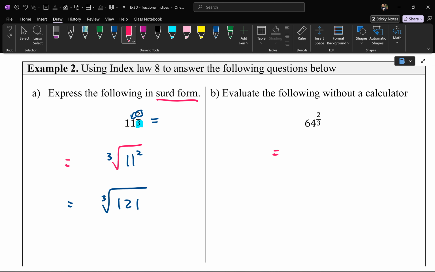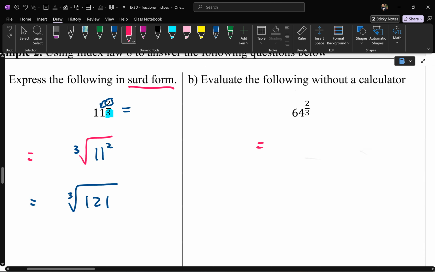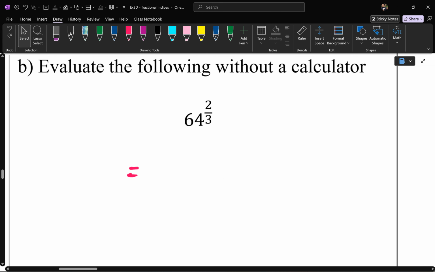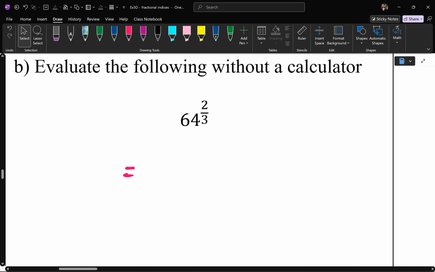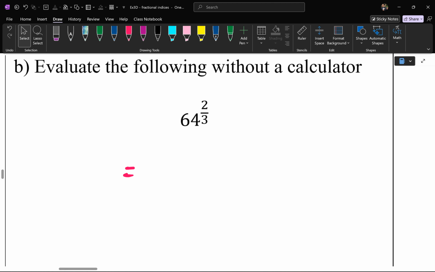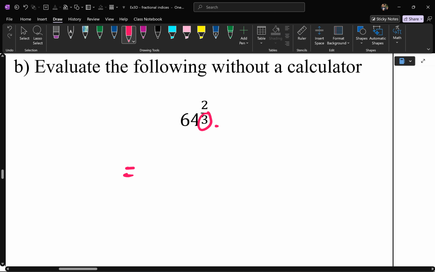All right, let's try this one. Evaluate the following without a calculator. 64 to the power of 2/3. You can change that into surds or use your indices. Now let's think about it. Notice that this is the power of a third.